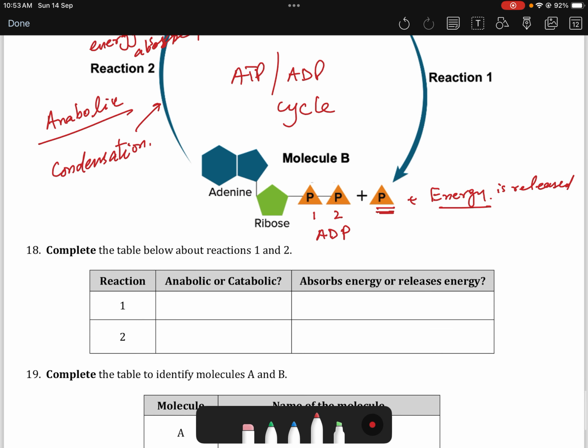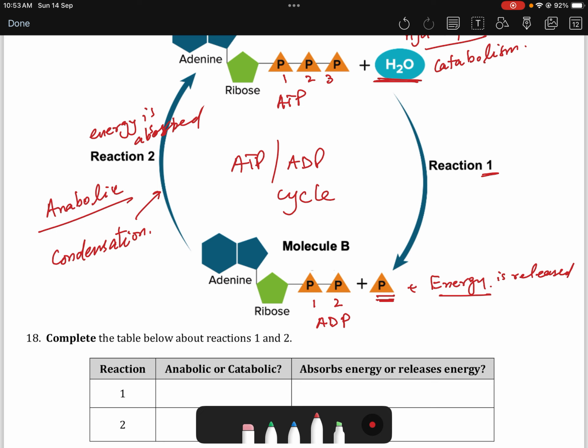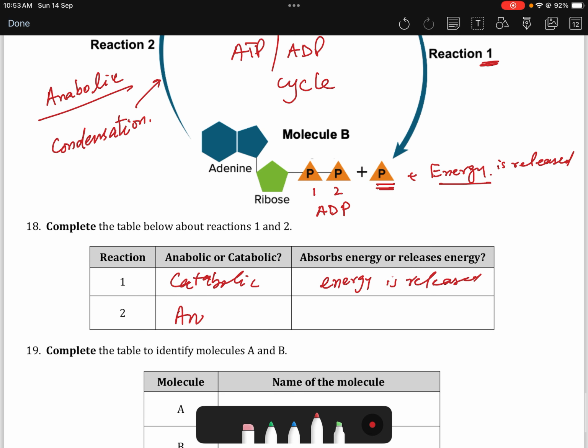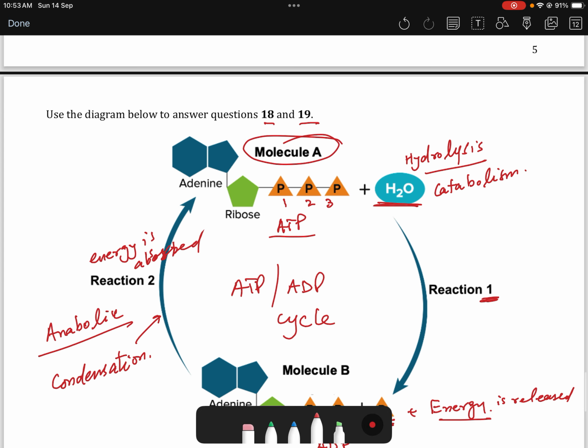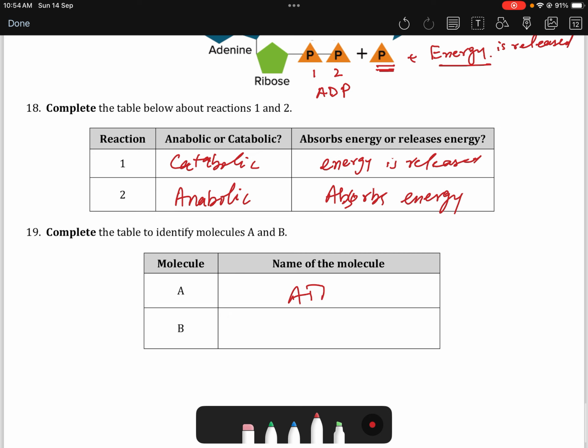Going down to the table, which reaction is anabolic or catabolic? We just figured it out. One is catabolic. Why is it catabolic? Energy is released. Okay, energy is released. Now moving to the next one, 2 is anabolic, and it absorbs energy. Next one, molecule A and B. So we already know that molecule A over here, we labeled it as ATP, and molecule B is ADP.